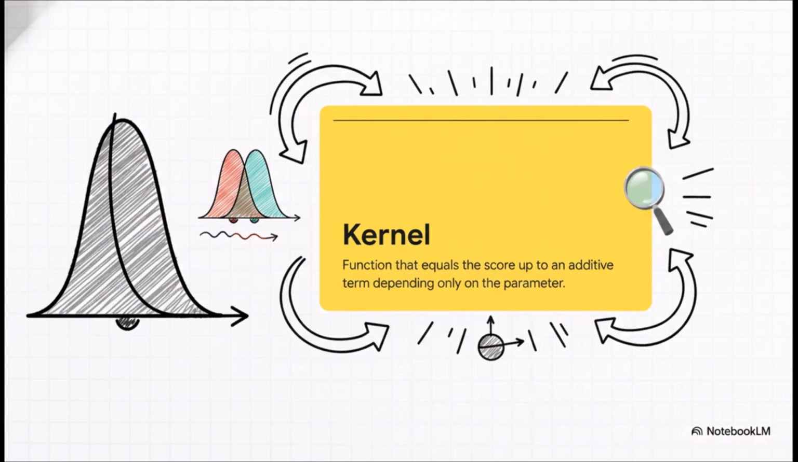Simply put, a kernel is a function that equals the score up to an additive term that depends only on the parameter. By doing this, the kernel just throws out that bulky centering constant. It isolates the pure, unadulterated effect of the parameter on the distribution. It's so much simpler to evaluate because it literally strips away all that mathematical noise.